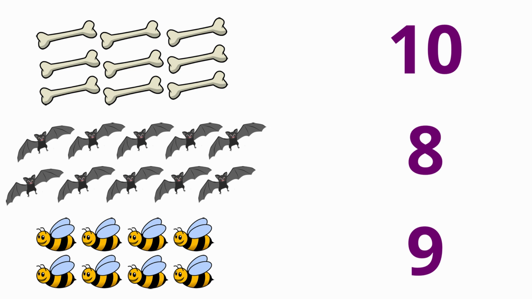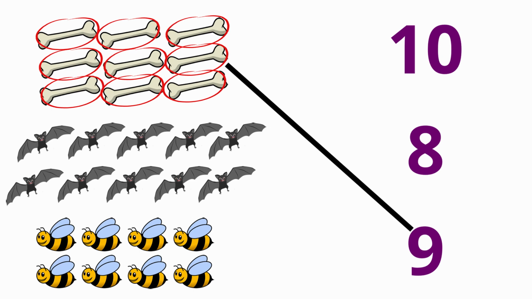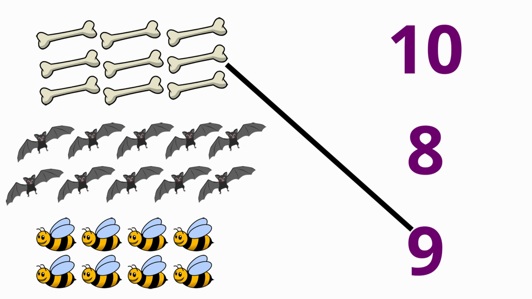Count with me. 1, 2, 3, 4, 5, 6, 7, 8, 9. Oh, the last number I said was 9. That means there are 9 bones. Which number is the number 9? Can you help me draw a line from the bones to the number 9? Excellent.